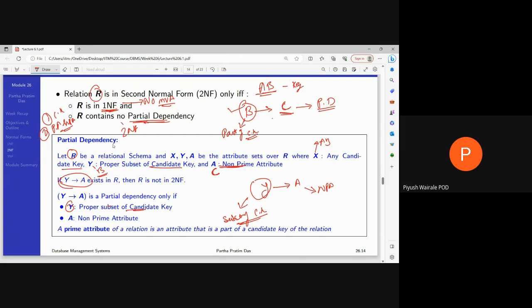To check that, we check whether it is having partial dependency or not. If it is there, we have to remove that partial dependency. But basically, we have to decompose that. So how to do that, I will discuss. Don't worry. So just remember this condition for 2NF, and for 1NF, no MVA.